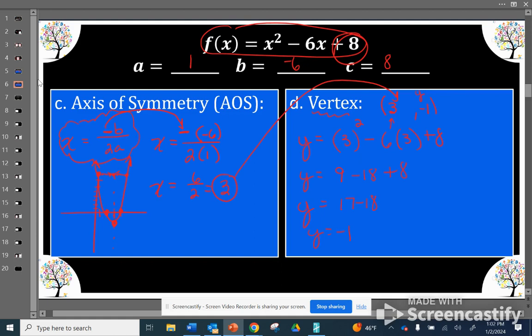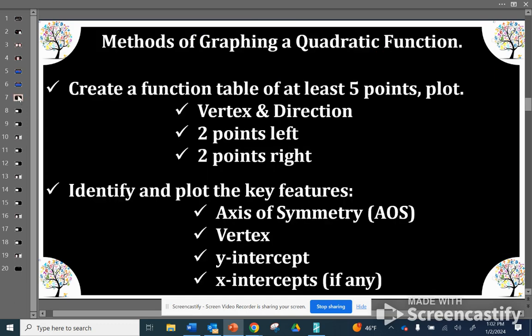And this is one way that you can graph a quadratic function, which is finding the axis of symmetry, the vertex, the y-intercept, and any x-intercepts. And again, it's always nice to know the direction, which is all about the value of your A. If it's positive, it turns up. If it's negative, it turns down. And then we do have another way that we can graph, and we will talk about that later.